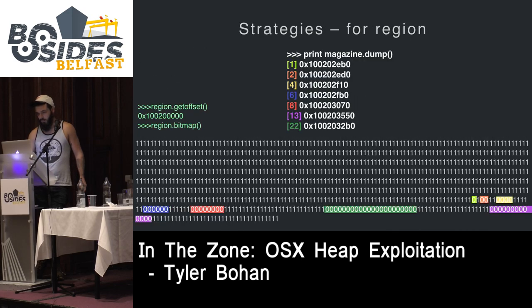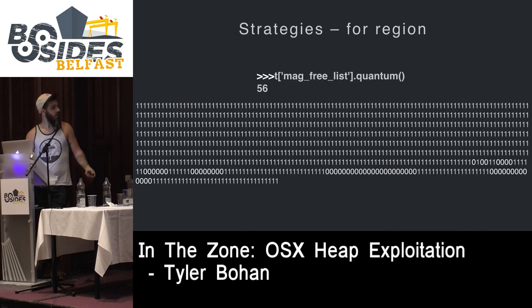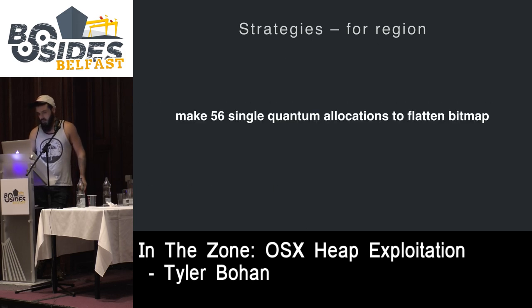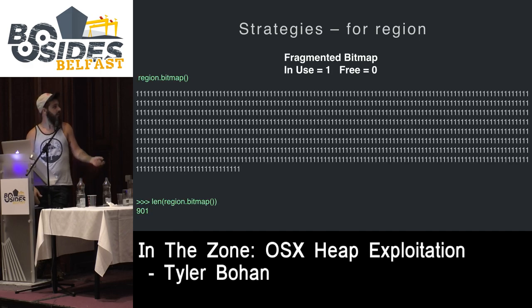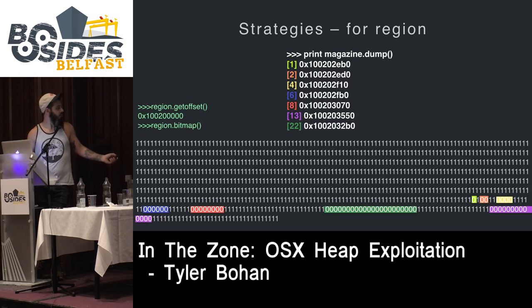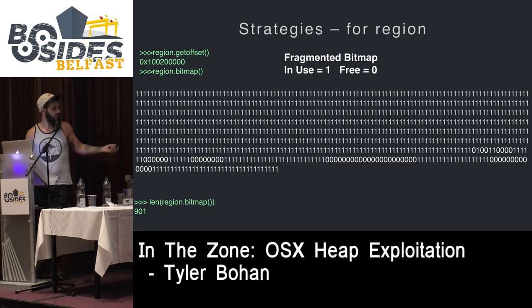So how do we flatten the bitmap? This is just saying that there's 56 quantum of free slots. And if you added all these numbers up, it equals 56 as well. But I said, don't do math in public. So what we need to do is just make 56 single quantum allocations to flatten the bitmap. Okay? We made 56 quantum allocations. It's still length 901. I'm going to go back a couple slides. And it's length 901 here. It's all still length 901.